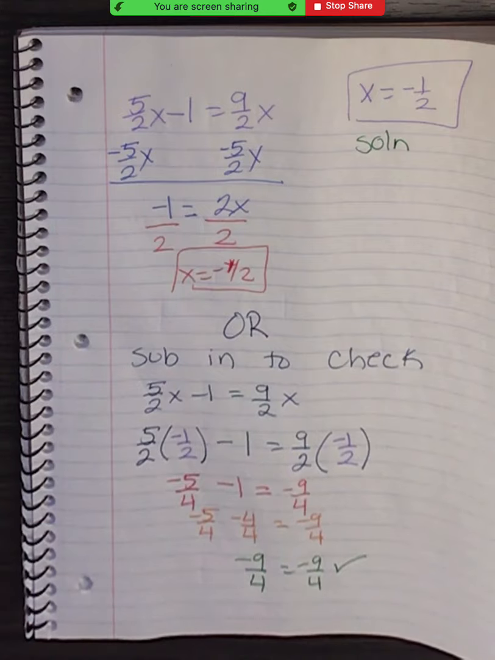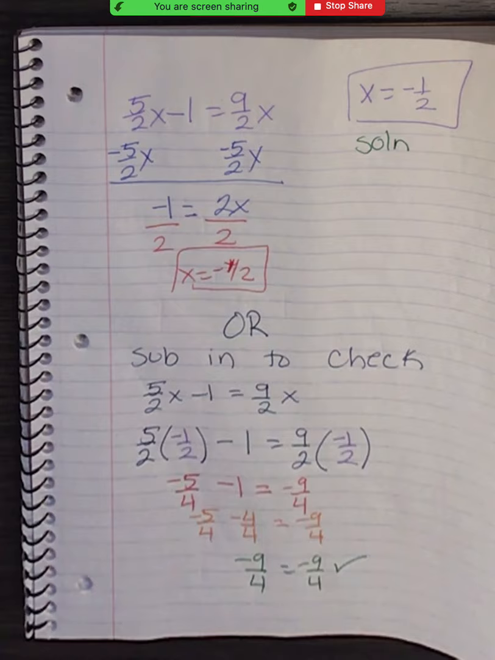Okay? And that is lesson 4.7. So you should have a chapter 4 quiz. Okay, make sure you get that done. No test yet. We have one more lesson for chapter 4.